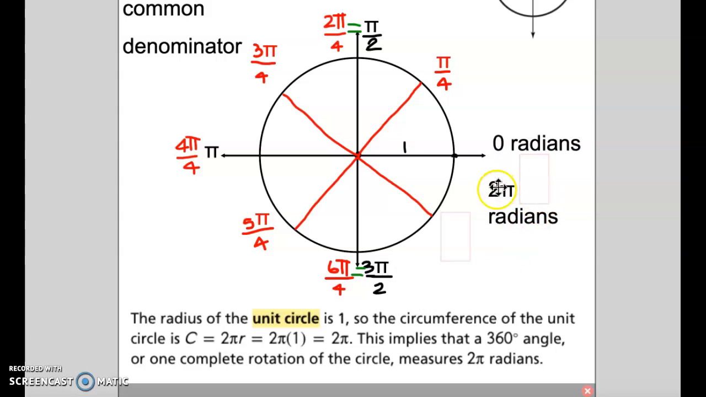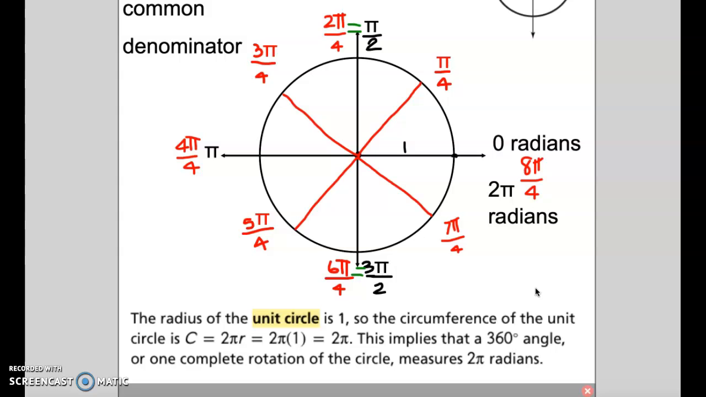Then I can do the same thing with 2 pi. So if I have a denominator of 4, what's my numerator for 2 pi? That'll be 8 pi over 4. And simplify it, 8 divided by 4 gives me 2 pi. These two are the same thing. So what's right in between 6 pi over 4 and 8 pi over 4? You got it, 7 pi over 4, okay? And that's the gist of the unit circle.